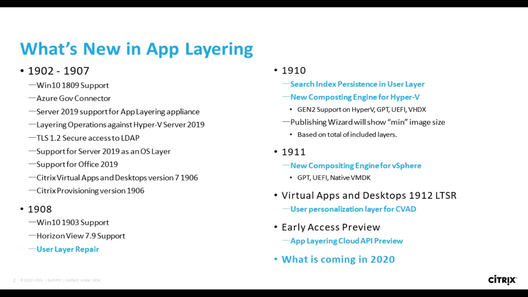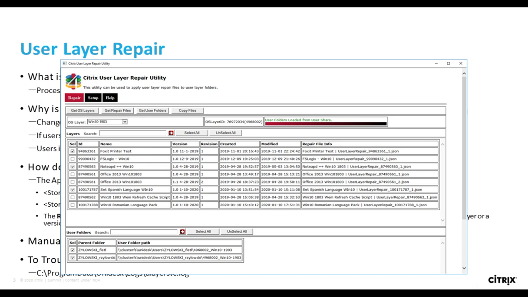What we're going to go over today are the user layer repair, search index persistence in the user layer, the new compositing engines for both Hyper-V and vSphere, a feature that's part of the new 1912 LTSR called User Personalization Layer for CVAD, a new early access preview for an app layering cloud API, which is really exciting, right? And then Dan's going to go over some of the upcoming features that are going to be developed in 2020 as well. So let's get to it.